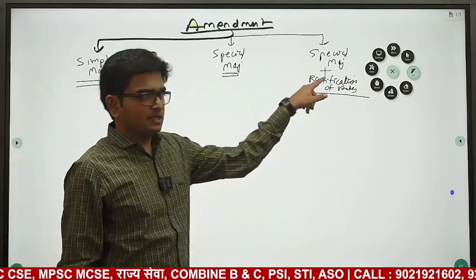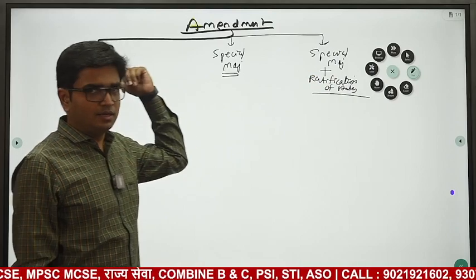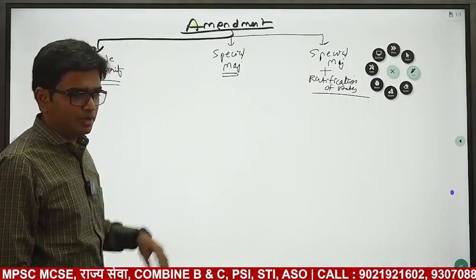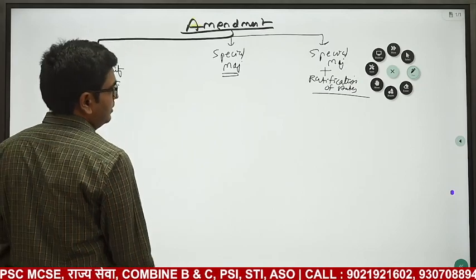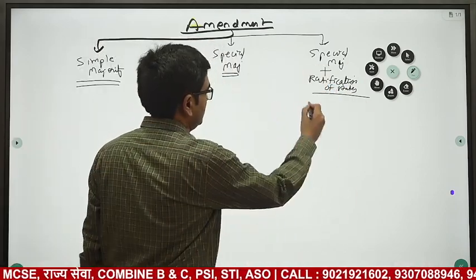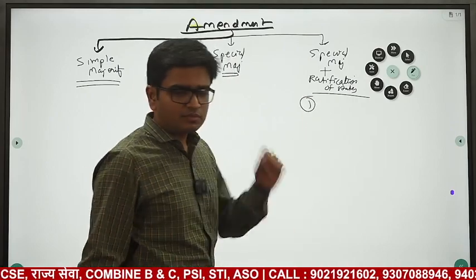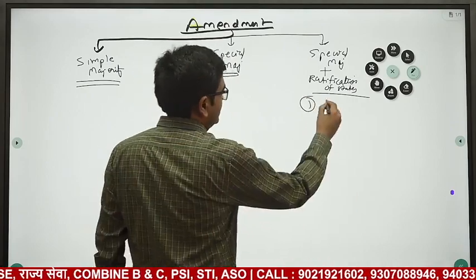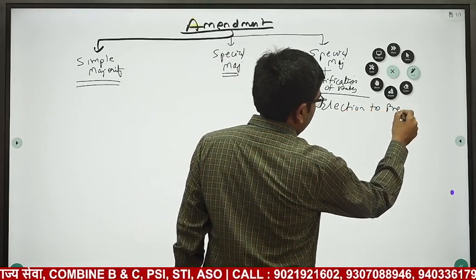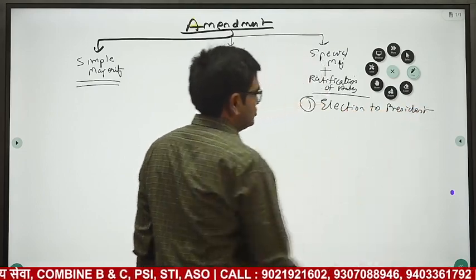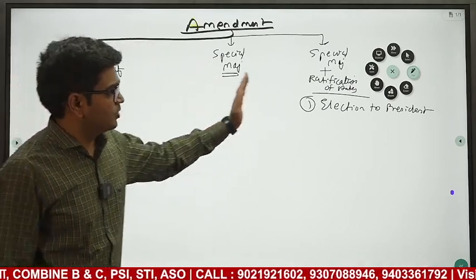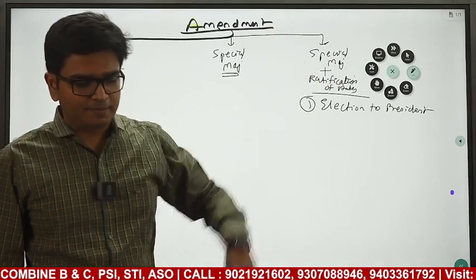These two ways are under Article 368. This amendment, by simple majority, is not under Article 368; this is normal law. So what is involved in special majority plus ratification of states? First, election of the president. If any amendment has to be done regarding the election of the president, it has to be passed by special majority in parliament as well as ratified by the states.